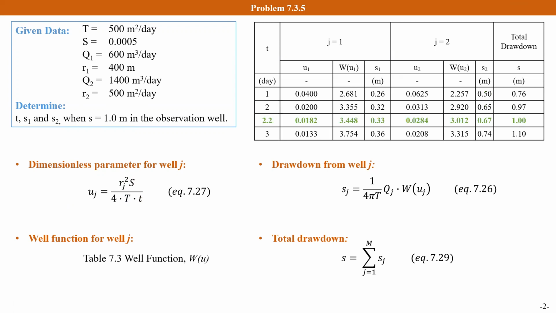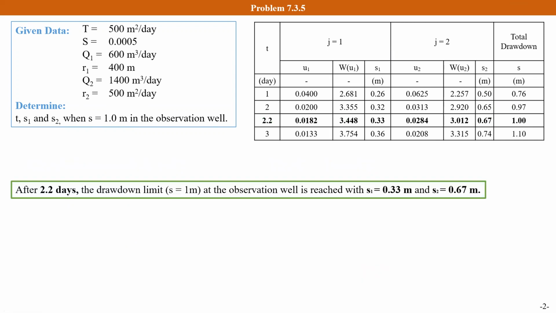After we try several times, we find that when t equals 2.2, the total drawdown equals 1 meter. Therefore, we know that after 2.2 days, the drawdown limit at the observation well is reached, with S1 equal to 0.33 meter and S2 equal to 0.67 meter.